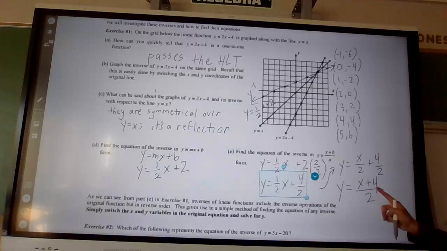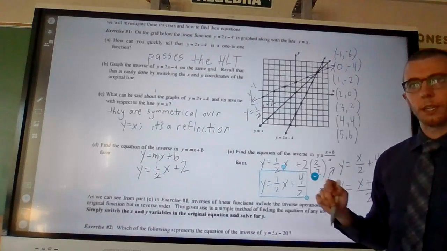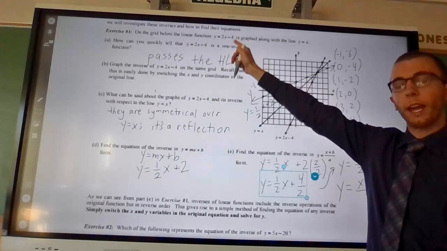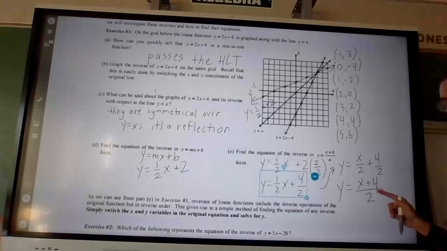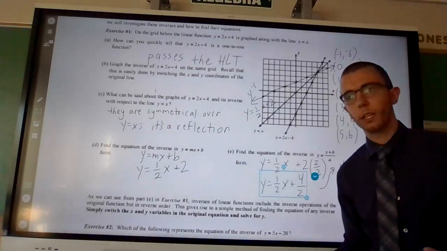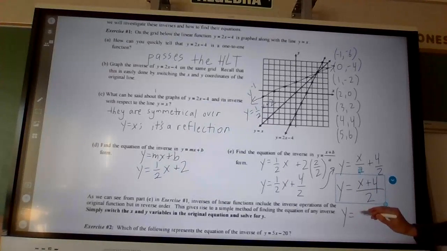And now take a look at this equation, which again is the equation of my inverse, and look at the original equation. We started with y equals 2x minus 4. We ended with y equals x plus 4 divided by 2. Do you see what's happening here? Do you see this connection, this pattern? Comparing that to y equals 2x minus 4, what do we notice here?